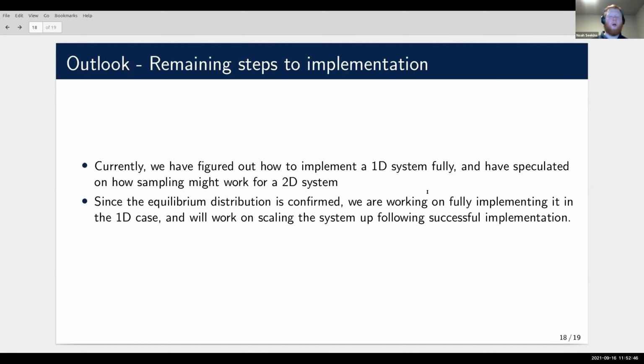That leads us to our remaining steps to implementation. We figured out how to implement a 1D simulation fully, and are working on that as we speak. And two-dimensional sampling is also something we've speculated on, but haven't entirely confirmed as of yet. Since the equilibrium distribution is confirmed, however, we are fully implementing it in the 1D case, and we'll work on scaling the system up following successful implementation.